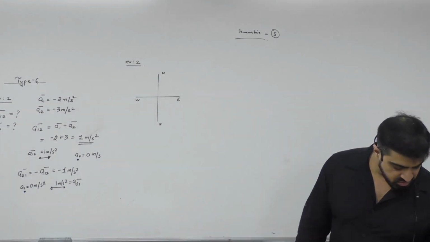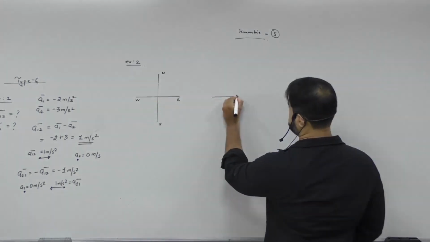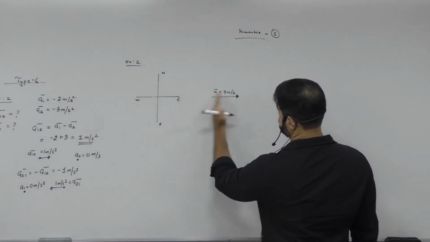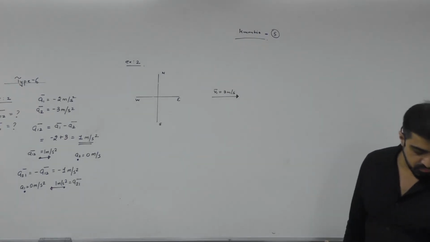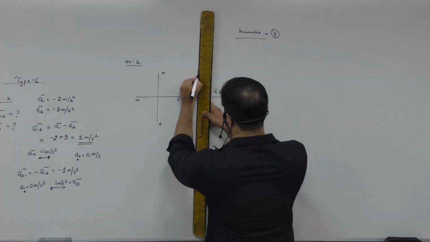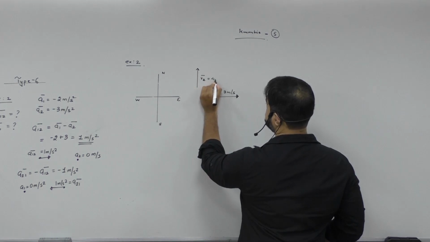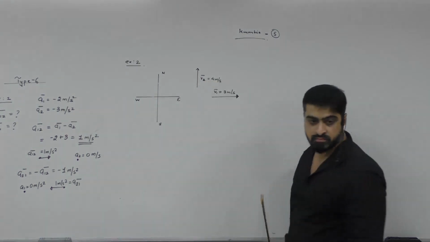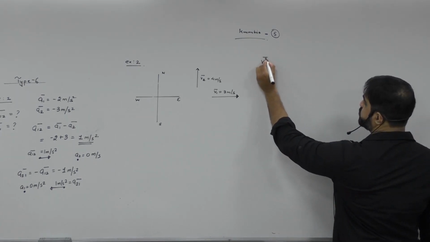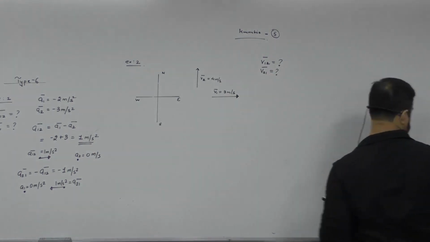Now they are telling you that V1 is 3 meter per second towards east. So V1 bar is this way, 3 meter per second due east. The car is going this way. And velocity of 2 is 4 meter per second towards north. The second car is going this way. Getting it? I want to find velocity of 1 with respect to 2, and similarly velocity of 2 with respect to 1. Pay attention over here.